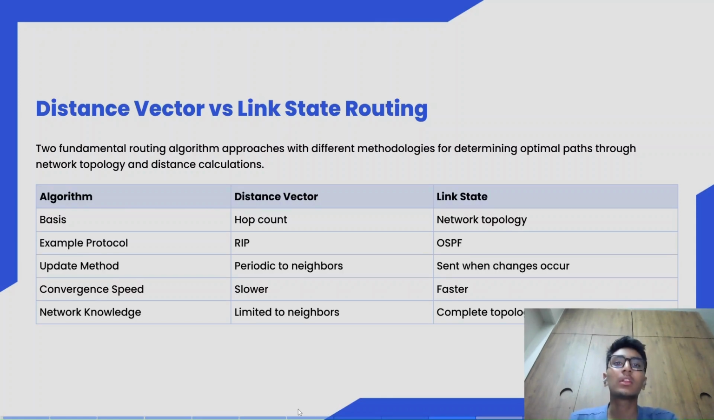First, the distance vector uses hop count as a primary metric, whereas the link state uses network topology as the basis. RIP is an example of the distance vector, whereas OSPF is an example of the link state. In distance vector, updates are sent periodically to the neighbors, whereas in link state, updates are sent to all the routers only when changes occur. In distance vector, network knowledge is limited to the neighbor or local view, whereas link state has complete topology knowledge, or we can say the global view.